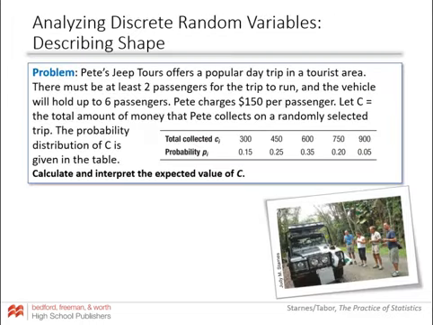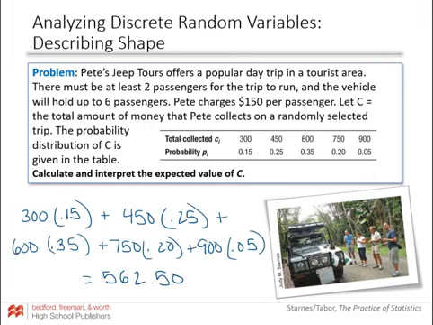So back to Pete's Jeep Tours. If I want the expected value, I'm going to do each value, so 300 times the probability of 300 happening, which is 0.15, plus 450 times the probability of that happening, which is 0.25. And then we continue this. Again, each value of the random variable times the probability of it happening, add them all together. And we got 562.50. So that's the average amount of money that Pete would get.